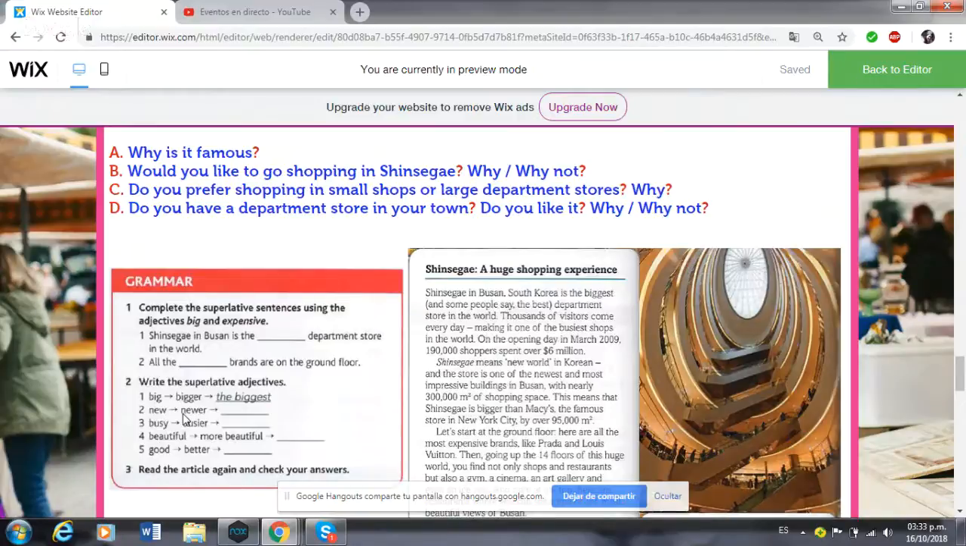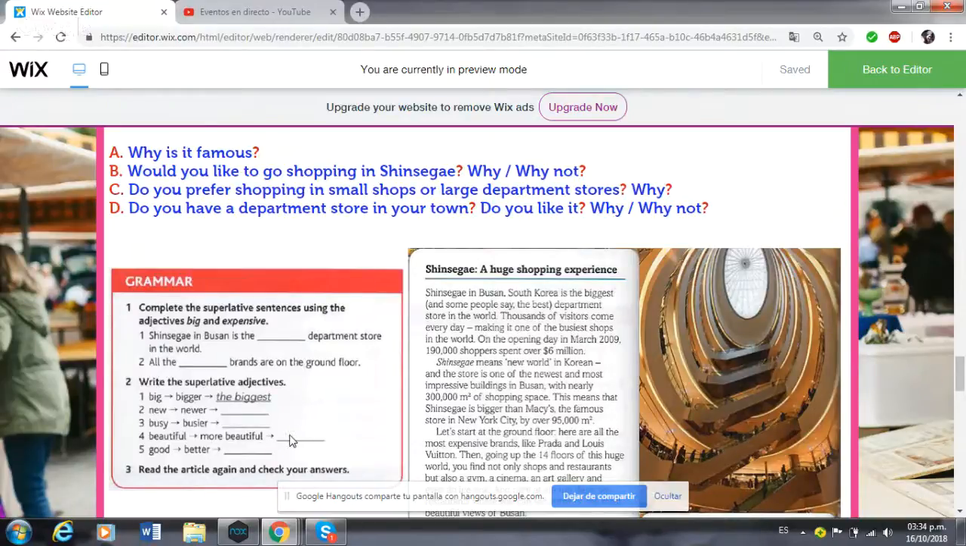Write the superlative adjectives. For example, big, bigger, and the superlative form could be the biggest, as you can see in the example. And second, new, newer, in comparative form. What is the superlative form here? What do you think? And three, bossy, bossier in the comparative form, and you need to complete the word in superlative form. And four, beautiful, more beautiful. What do you think is the superlative form for the word beautiful?